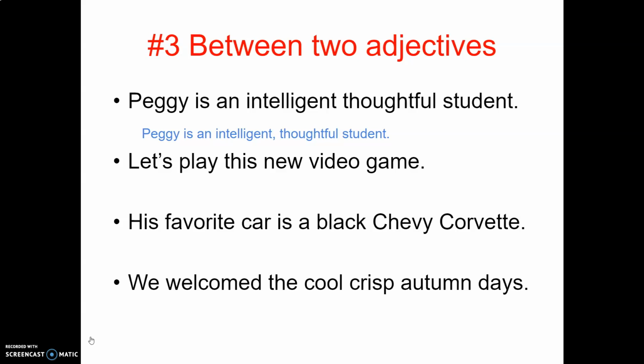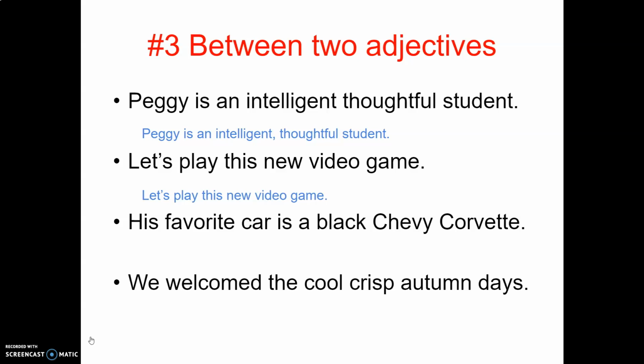Peggy is a thoughtful, intelligent student. Okay, we can flip it. We could put an and in there. It still makes sense. So we need a comma to separate those two adjectives. Now, the next sentence is the one that exception was talking about, because most of us think of video game kind of as one idea. So we do not need a comma here because we would not say, let's play this new and video game, and we would not say, let's play this video new game. Okay, so video game has become kind of this one concept, and so new is describing all of that.